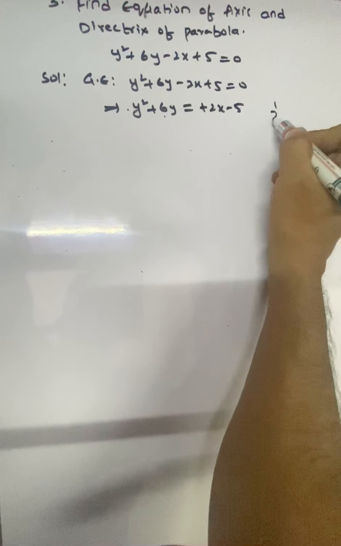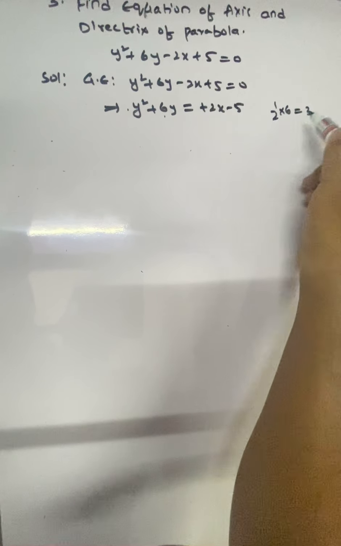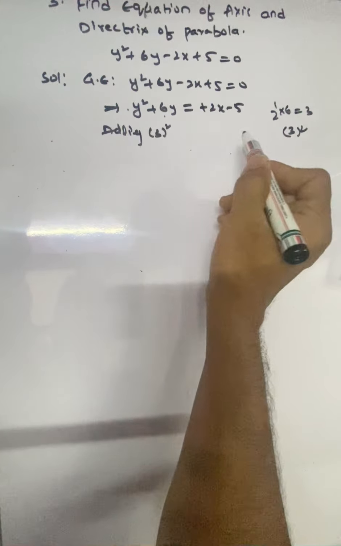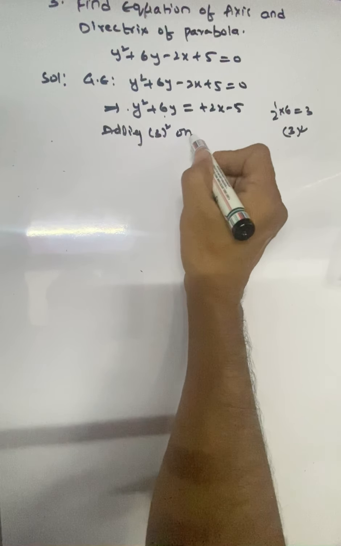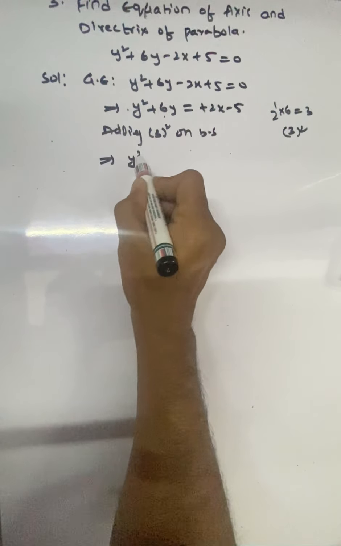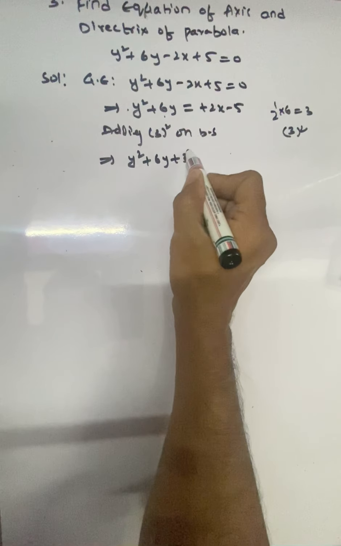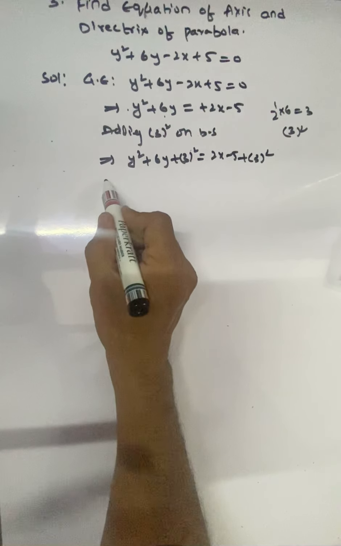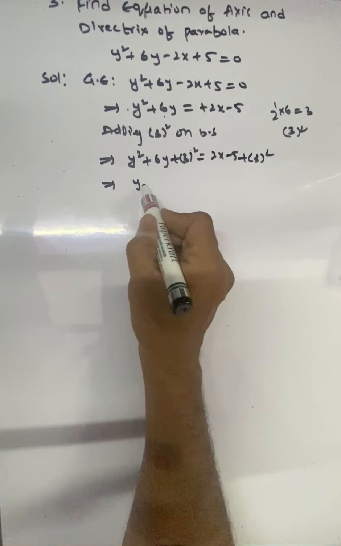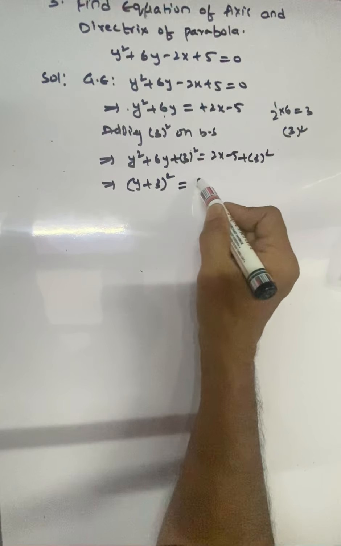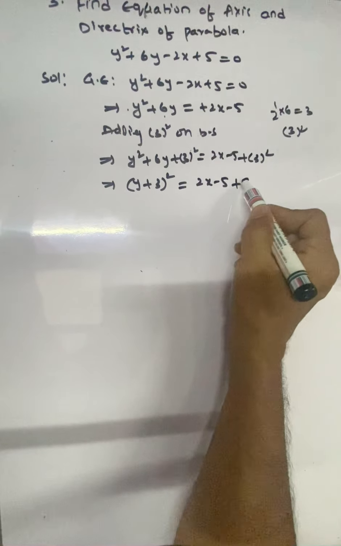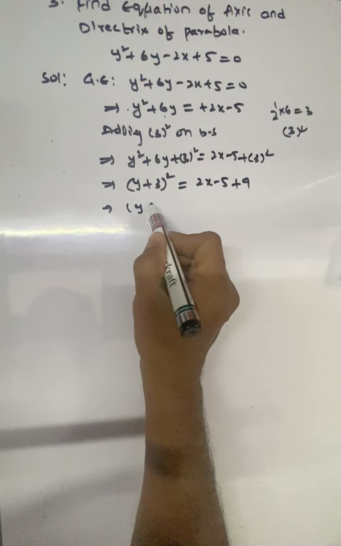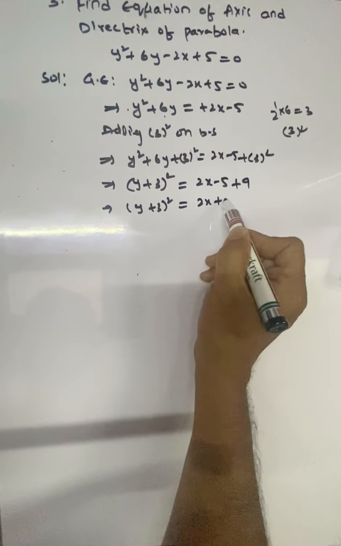We'll just take half of the coefficient of y, that is 3. So we should take 3 square, adding 3 square, half of the coefficient of y whole square, on both sides. So this becomes y square plus 6y plus 3 square on the left side, and 2x minus 5 plus 3 square on the right side. This is a square plus b square plus 2ab, the a plus b whole square form, on the left side. 2x minus 5 plus 9. So this is y plus 3 whole square equals 2x plus 4.